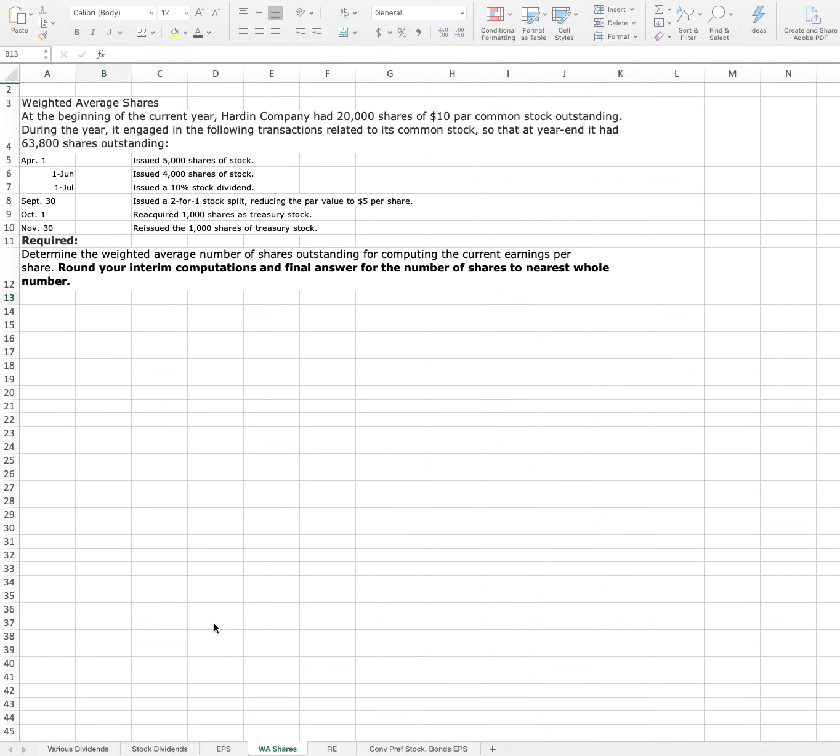So we're going to do the weighted average method, and we'll use a little table to help us do that. Remember that for the stock split and the stock dividend, those are applied retroactively. So that's part of why having this little table will help make this easier. We'll start out from January to April 1st, we have 20,000 shares. So I'll just type here January to March.